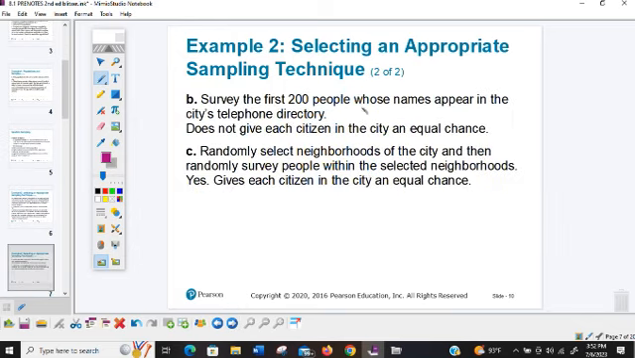B, survey the first 200 people whose names appear in the city's telephone directory. Well, that doesn't give every citizen an equal chance. It's just the first 200 people. It's not random. The third way is to randomly select neighborhoods of the city and then randomly survey people within those neighborhoods. That's the best way. It is much more random and it gets you a representative sample.